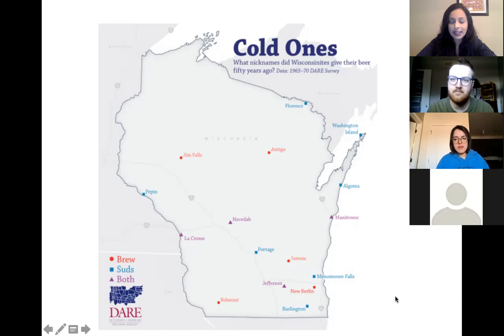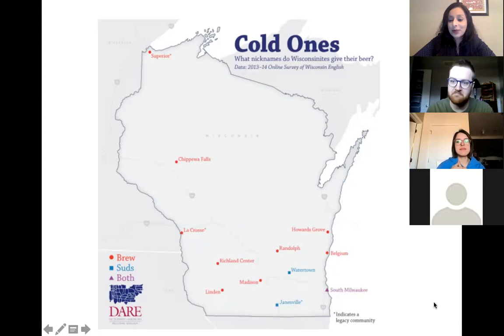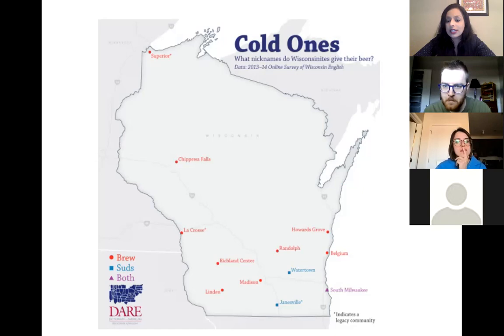So Kelly says that it might be more red dots now than blue dots. All right. Prediction wins, right? In the 2013-2014 online survey of Wisconsin English, many more cities and towns say brew now and not suds. That's literally only two towns that actually use suds, and one town that actually uses both, South Milwaukee.